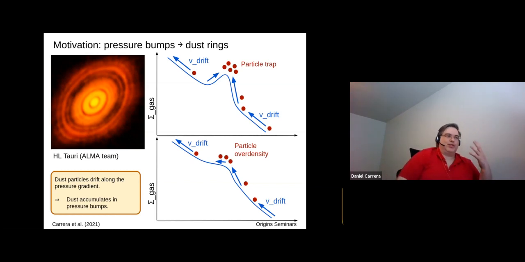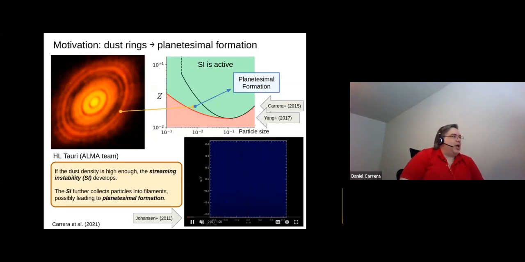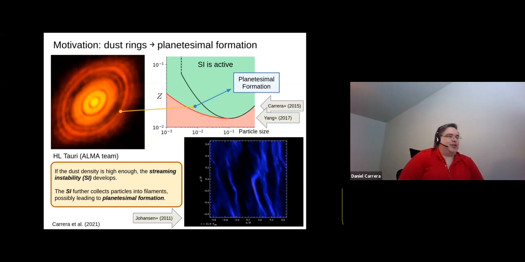That's going to come back later, because the goal of the experiment would be to investigate the effect of the pressure bump size, and most of the bumps we'll look at will be on the small side. So what do I want to do with them? I want to use those bumps to concentrate particles enough to trigger planetesimal formation by the streaming instability.